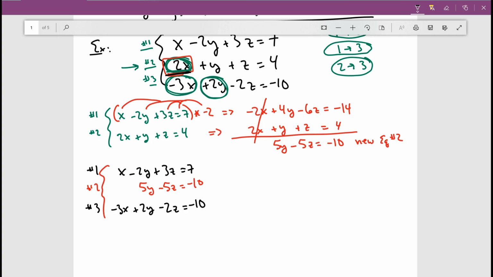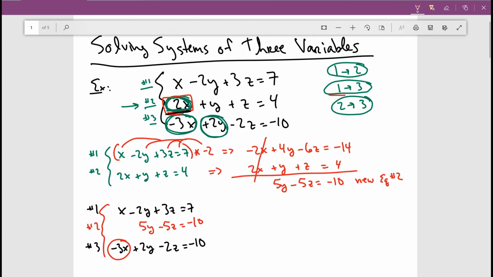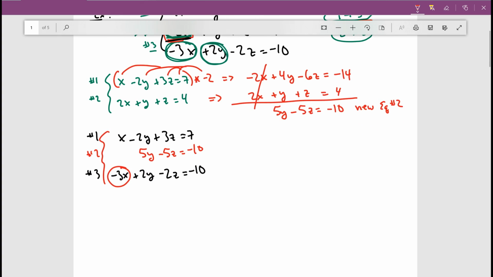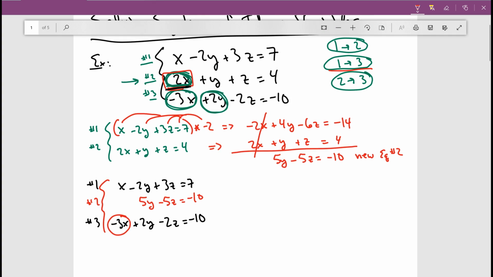Now what I want to do is get rid of this negative 3x. And what am I going to use? I'm going to use 1 and 3 to get rid of that. So it's not going to be my new equation number 3. I don't want a new equation number 1. I just want these things to go away.